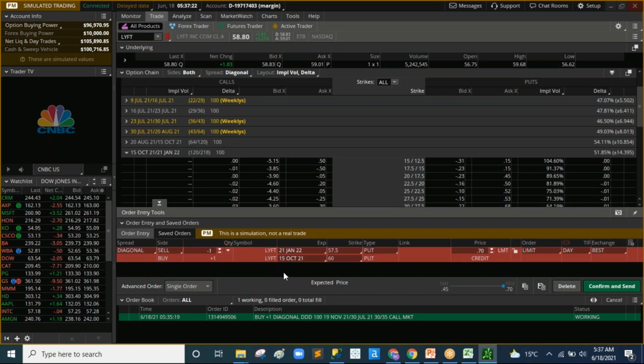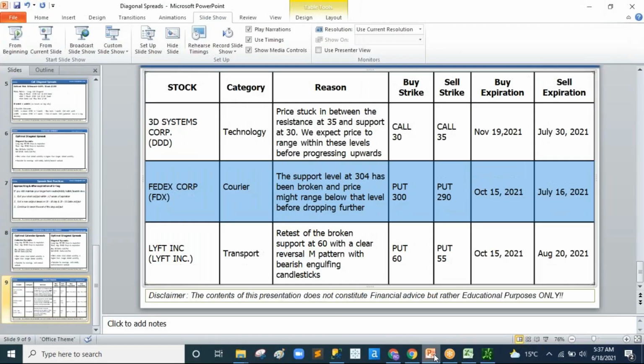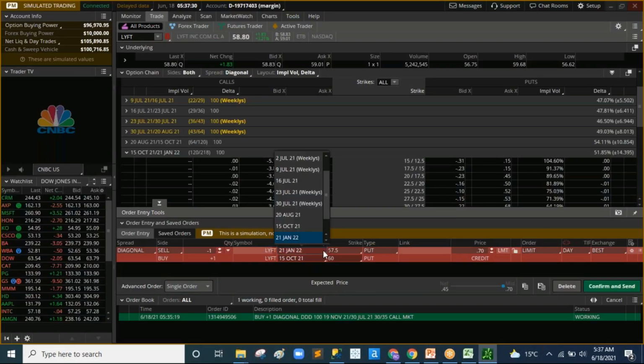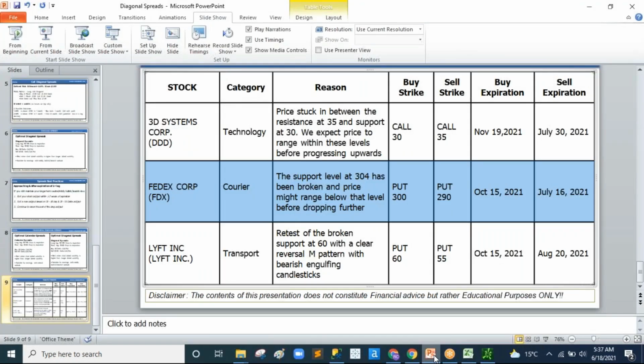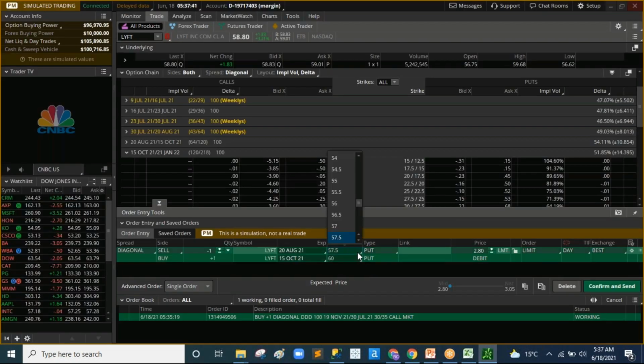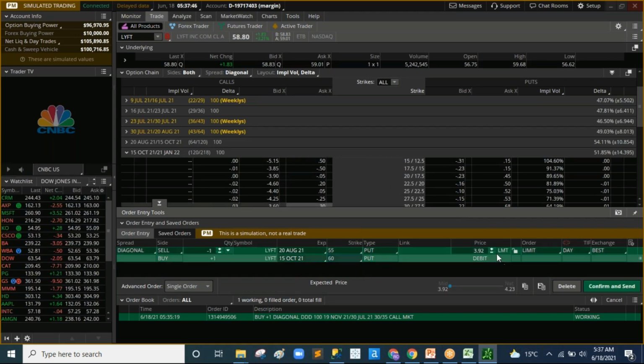So by 15th October, sell, where we at August 20th. Then we are looking at a buy of 60 and the sell of 55. Both of them are puts, so a debit of 3.92. So we are having it as a market order. With that, we go ahead and effect it.